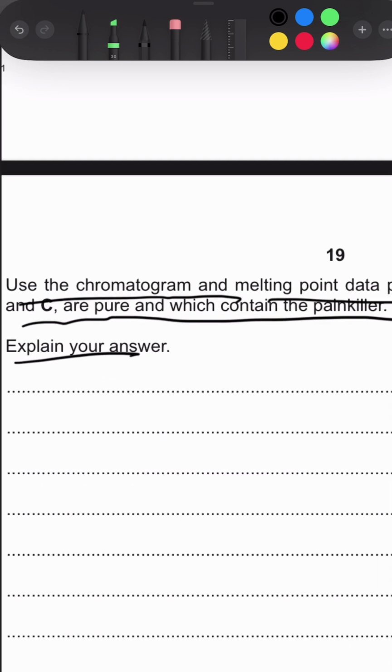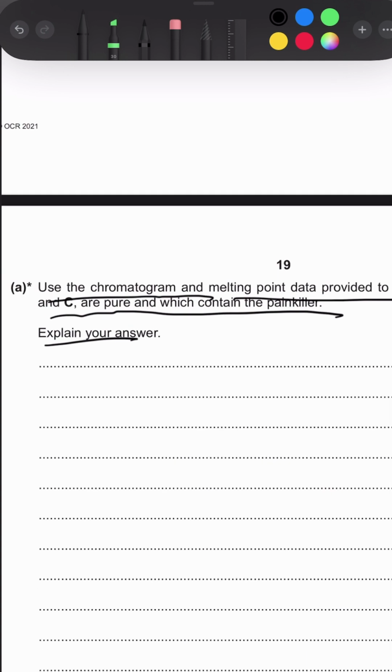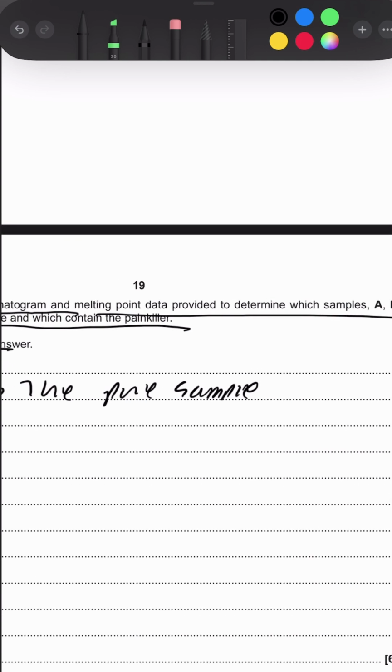Okay. So 21. The scientist uses chromatography and melting points to investigate the purity of 3 samples of a painkiller, A, B, C. The scientist compares the 3 samples with a pure sample of the painkiller, and then compares the melting and boiling points in the 3 samples to the pure substance.